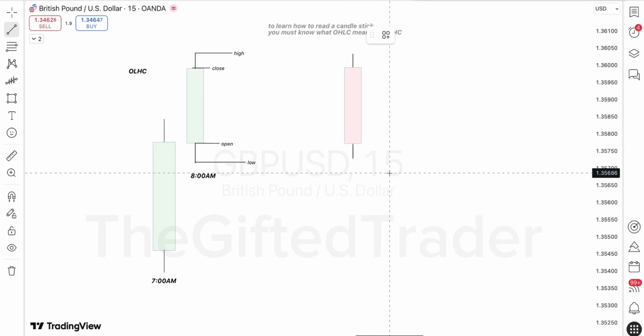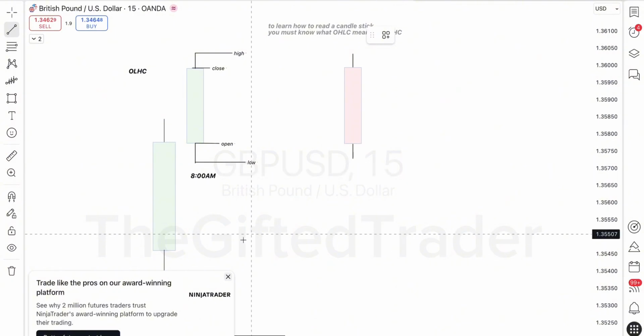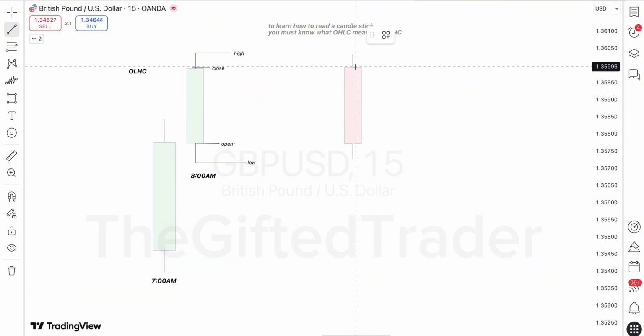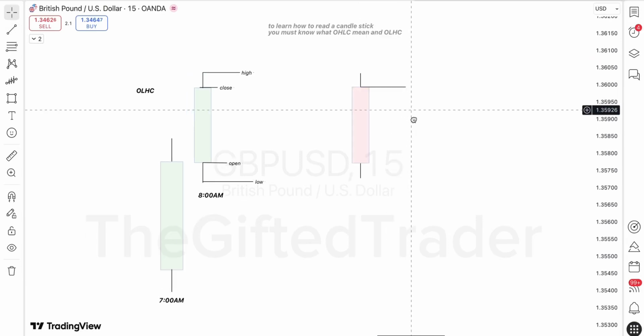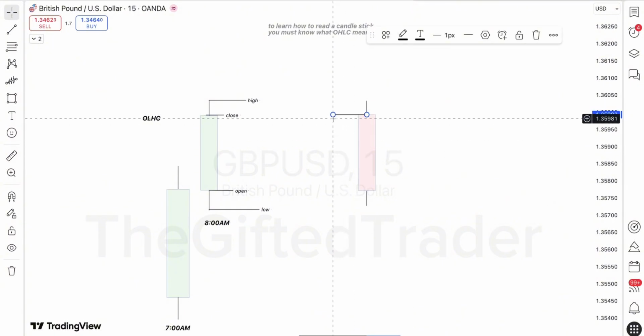So now I've explained what open, low, high, close mean. I want to give you guys some time to try and identify where the open of the bearish candlestick is. I'm sure you guys said here is the open, but no. Here is the open for the bearish candlestick. People will be asking me, why is the open over there? I will show you.